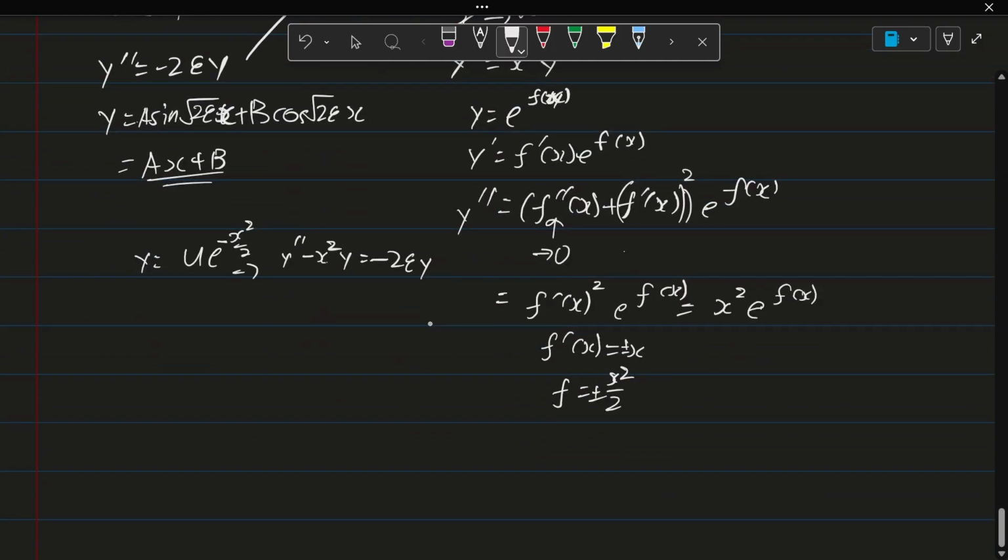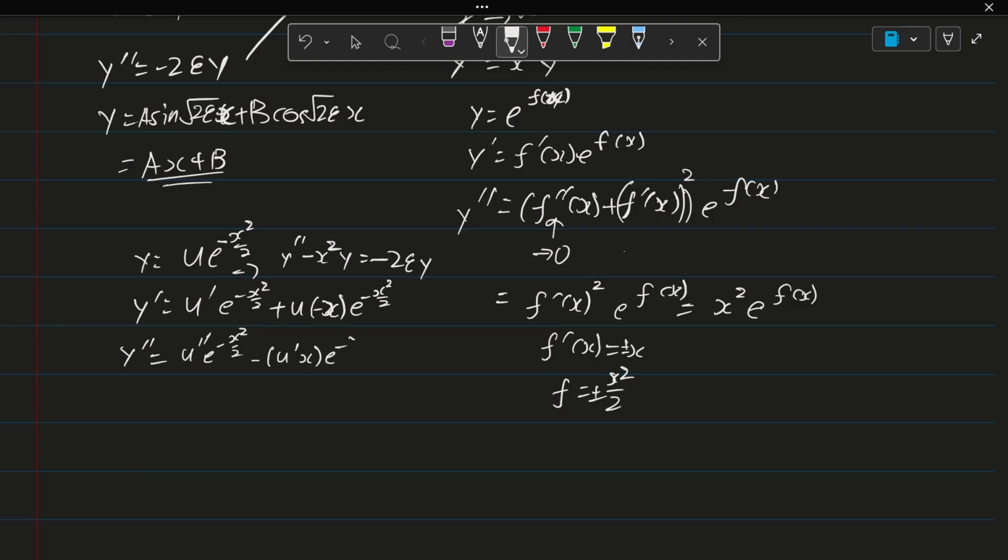So if you put this in, you would get, let's see here, the u double prime e to the power negative x squared. Oh, sorry. Let's just do it one by one. So the first derivative of y would be the derivative of u e to the power negative x squared over 2, plus u of the negative x e to the power negative x squared over 2. And the double derivative would become u double derivative of e to the power negative x squared over 2 minus the u derivative of x e to the power negative x squared over 2.